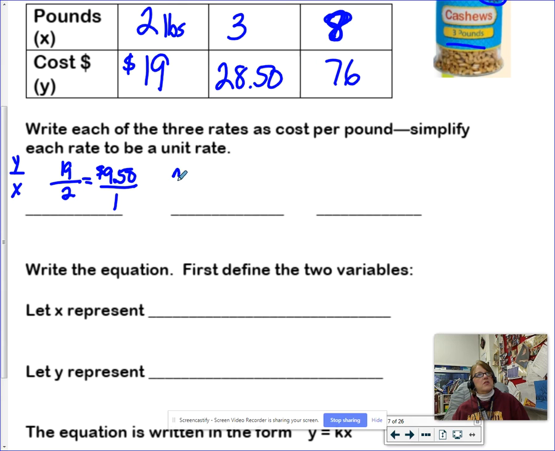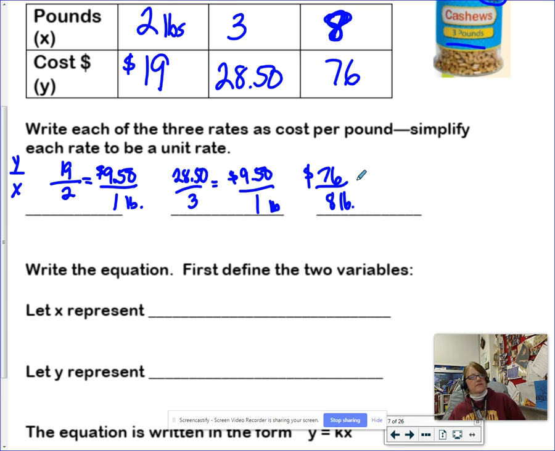Next one, take $28.50 and divide that by 3. Thank you for the calculator. And ooh la la, what's happening? $9.50 per pound. Per pound. Last one, $76 for 8 pounds. Do you need keys? Come on.